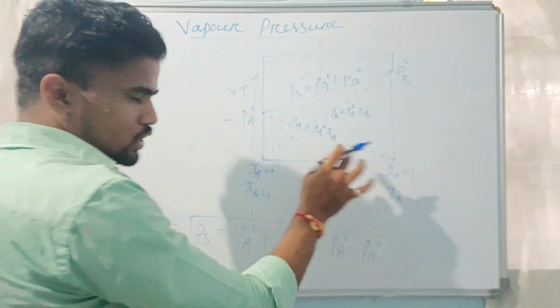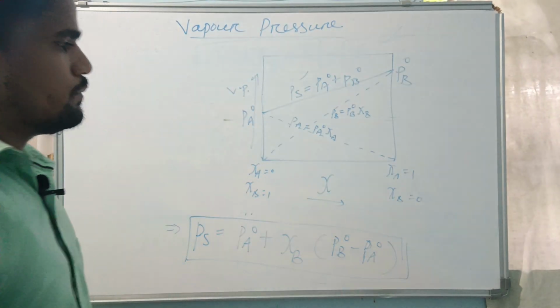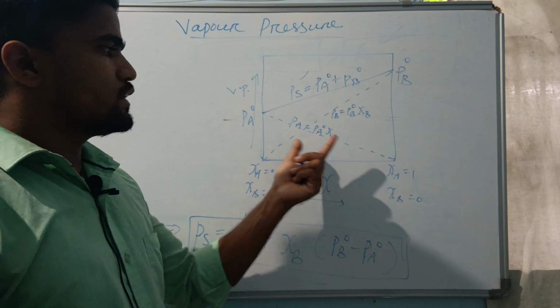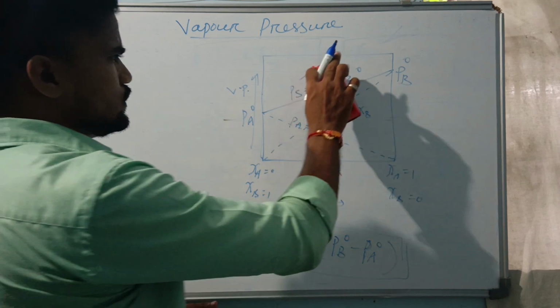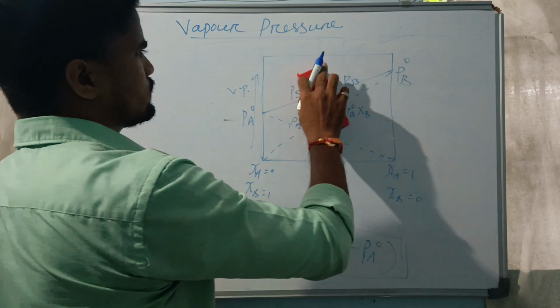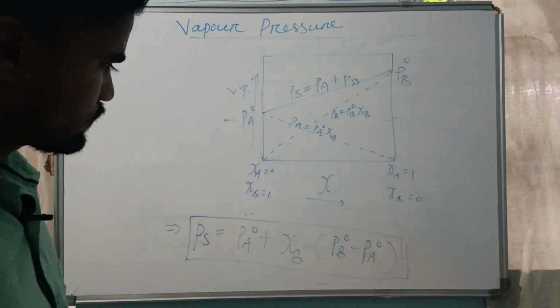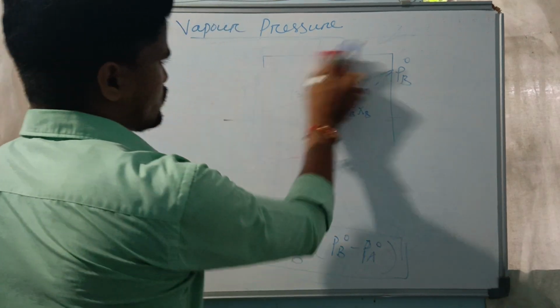And these dotted lines represent the partial pressures of the liquids A and B. Sorry, this is not clear, right? Clear? Okay. So let's start and do some questions.